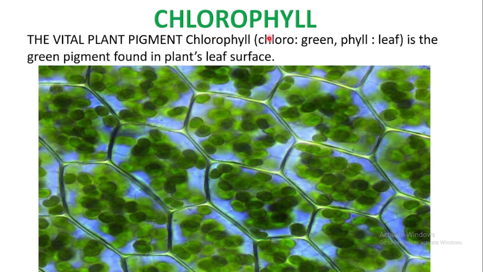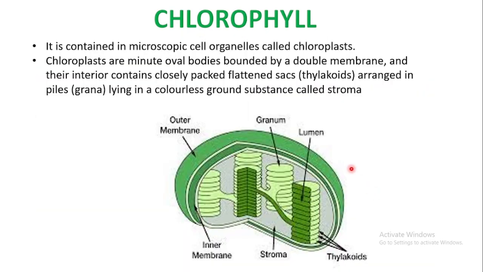Now, let's talk about chlorophyll. The vital plant pigment chlorophyll, where chloro means green and phyll means leaf, is the green pigment which is found in plant's leaf surface. So, you can see this is how it looks like. So, and this is one cell. If you see the chlorophyll very clearly, it is something like this. It is contained in a microscopic cell organelles called chloroplast.